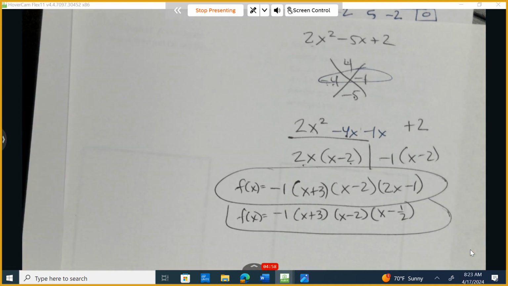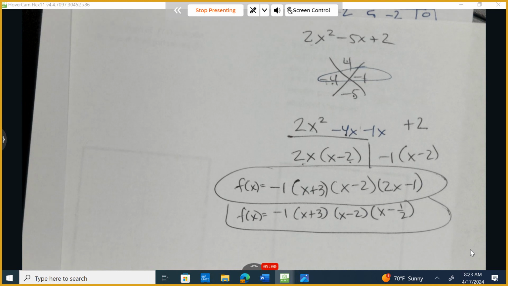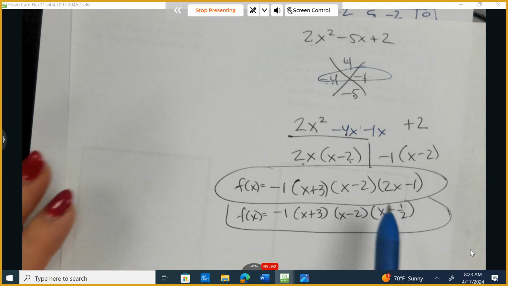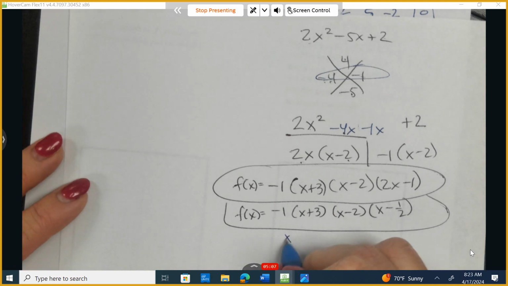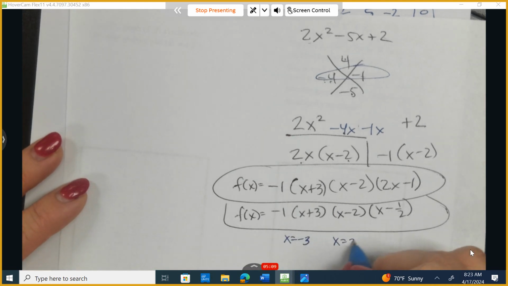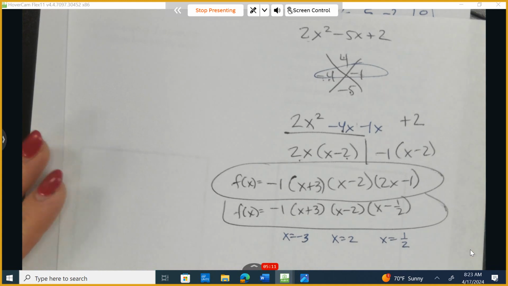And I'll tell you why it may be to our advantage to have it in this form, because in this form right here, where I took the coefficient and dropped it back, I can easily identify all the zeros. So one zero is -3, one zero is +2, and another zero is +1/2.